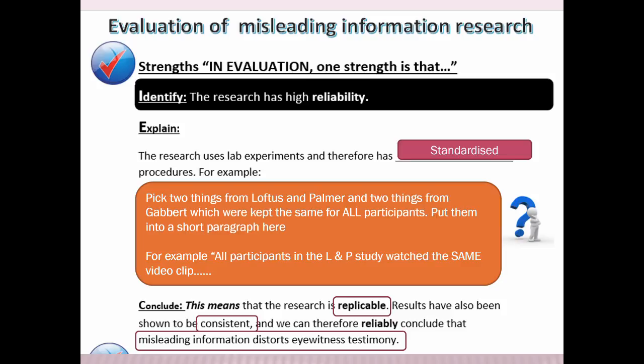First things first, one strength of the research is that it has got high reliability. So the research uses lab experiments and therefore uses standardised procedures. For example, what you need to do for me here is pick two things from the Loftus and Palmer study and two things from the Gabbert study, which were kept the same for every single participant. And what you need to do is write them into a short paragraph in this little space. I've given you one example. So in the Loftus and Palmer study, all participants watched the same video clip. So if you just pause me here and get that filled in, all right? So two things from each study, which were kept the same for all participants.